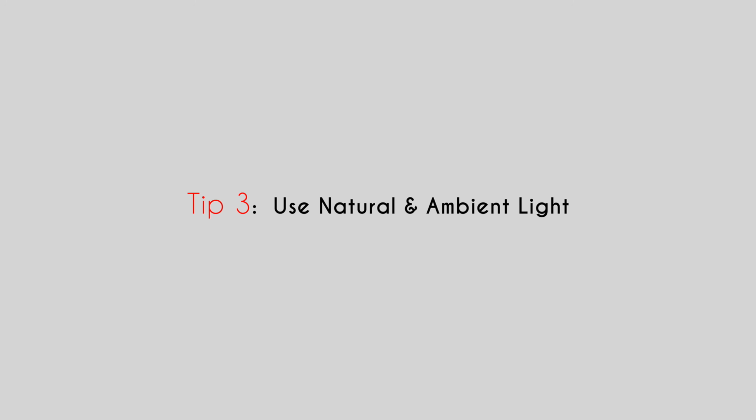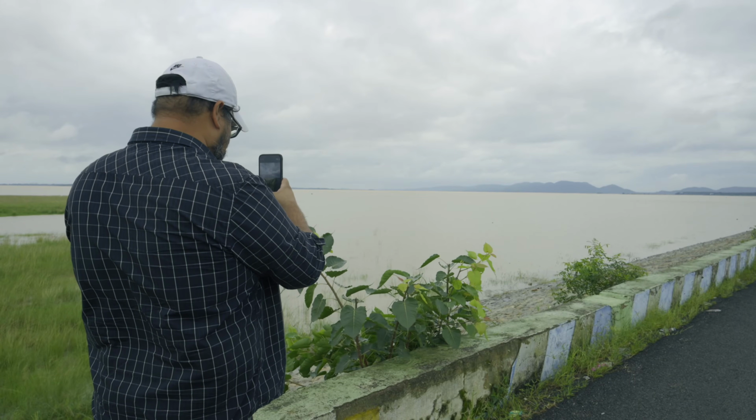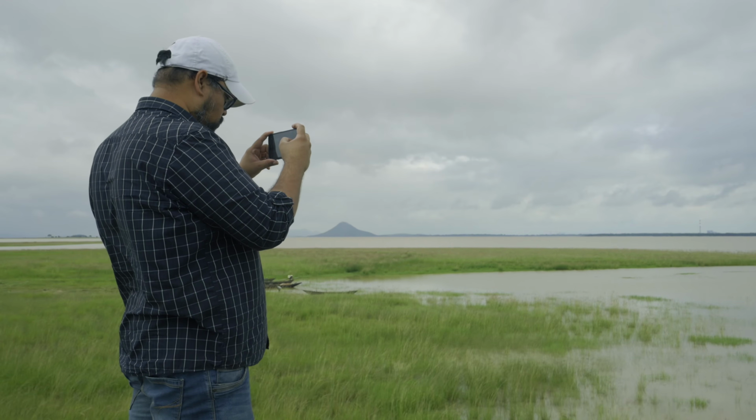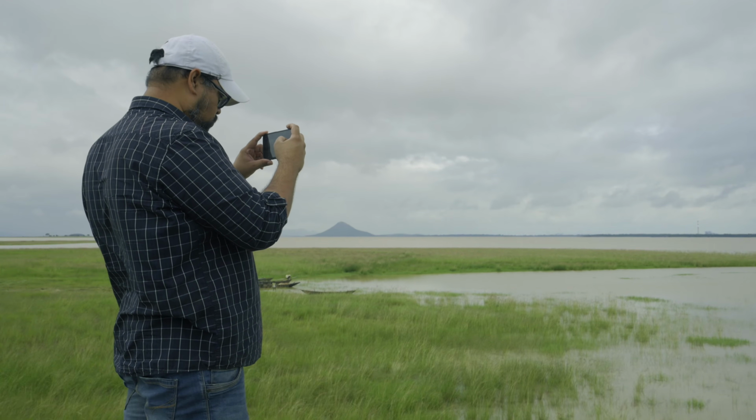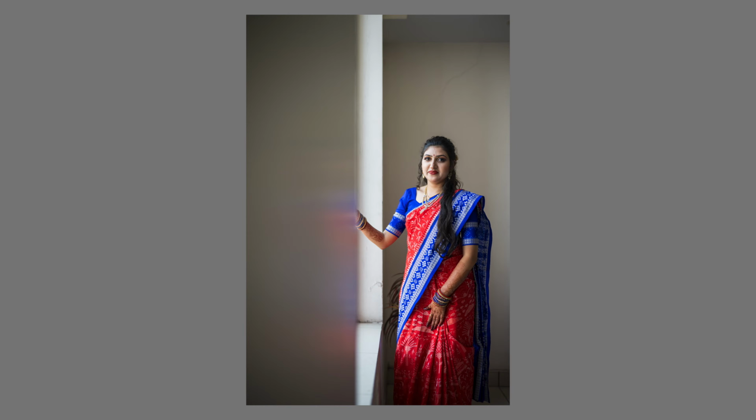Tip number 3 is use natural light. Always try to get out of your comfort zone and try the different lightings of nature. That means you can start shooting at the golden hours, the sunset time, or midday, or in fact in the monsoon on an overcast day. You can always use window light if you want to shoot portraits, or like me, if you are a landscape photographer, you can experiment with any natural lights. Then you will get a fine photo of the desired subject.